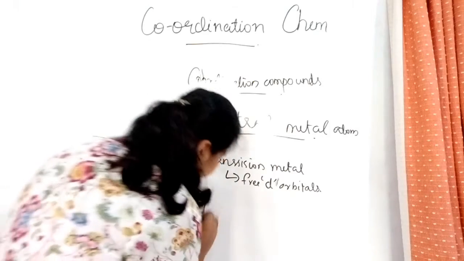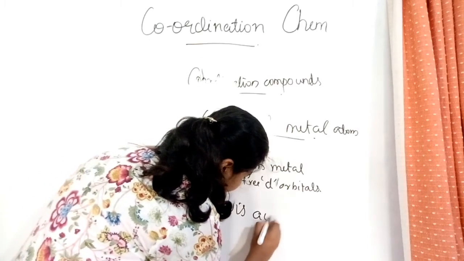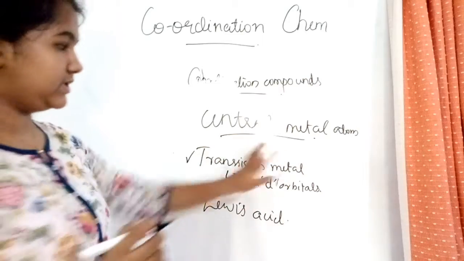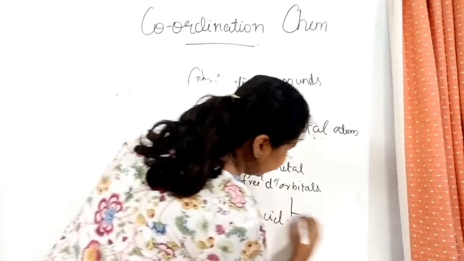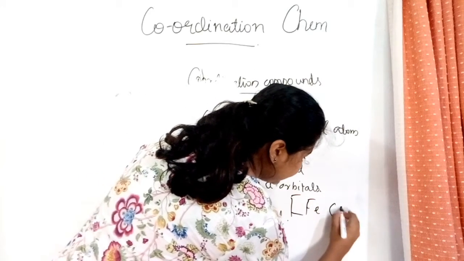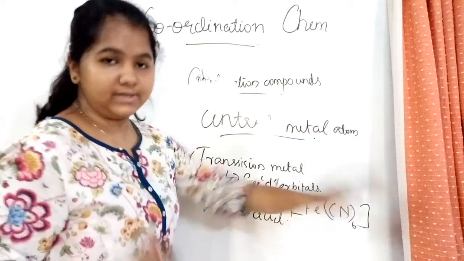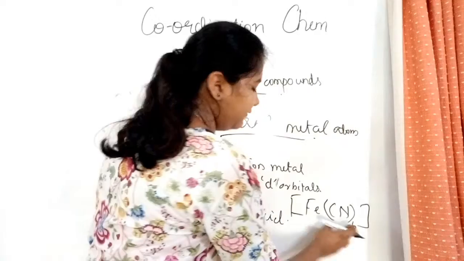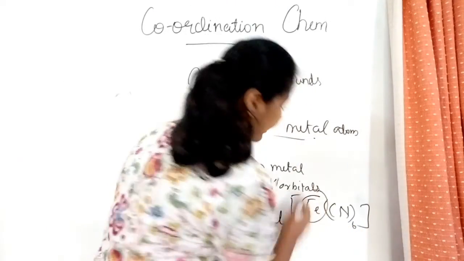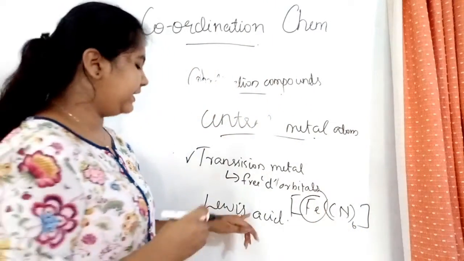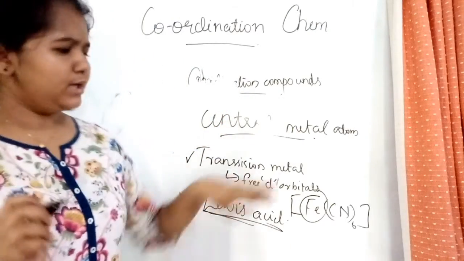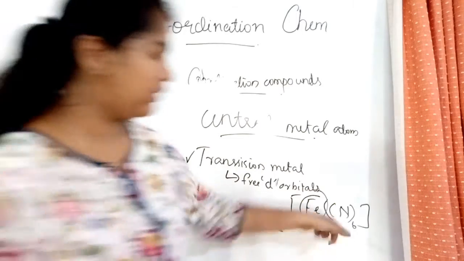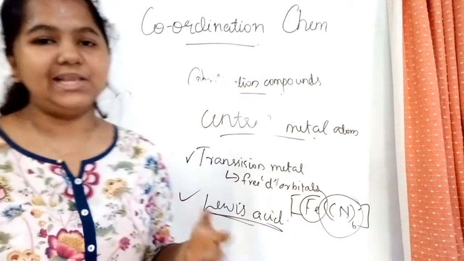This is a Lewis acid. Okay, we'll write the example over here. I'm just writing the entity, that is Fe(CN)6. So what is this? The cyanide molecules would give electrons to Fe. So this is an acceptor and therefore it's a Lewis acid. Okay. So if this is a Lewis acid, what would the other entity be? That would be a Lewis base.